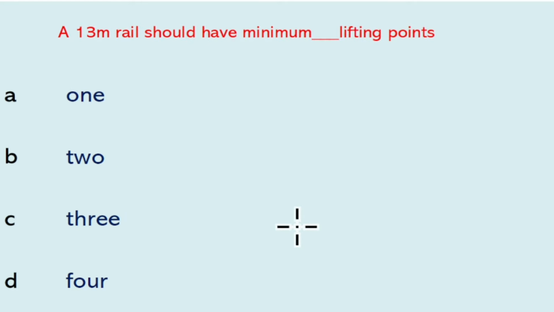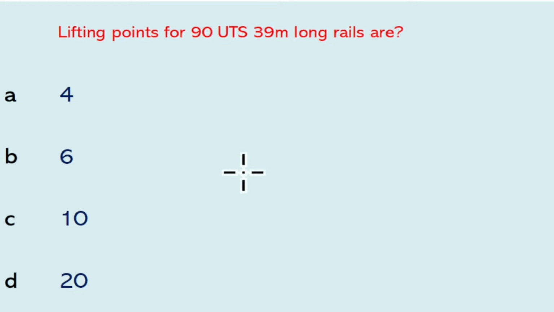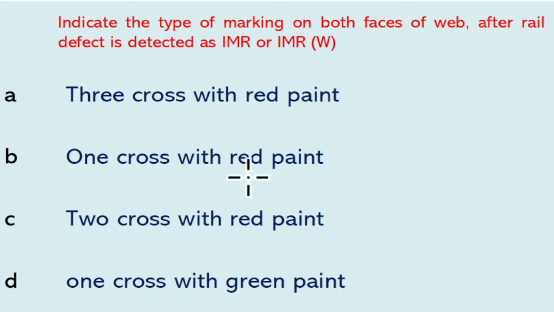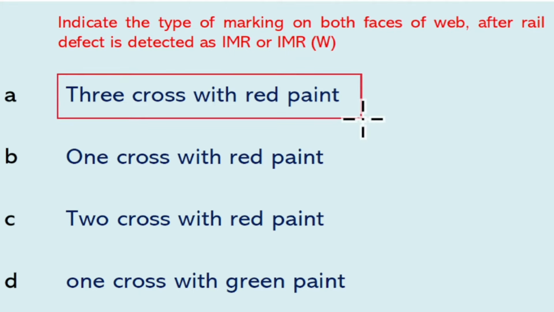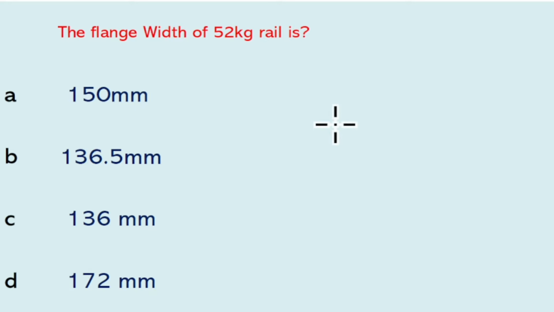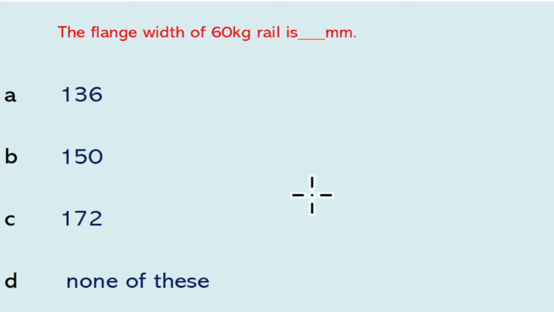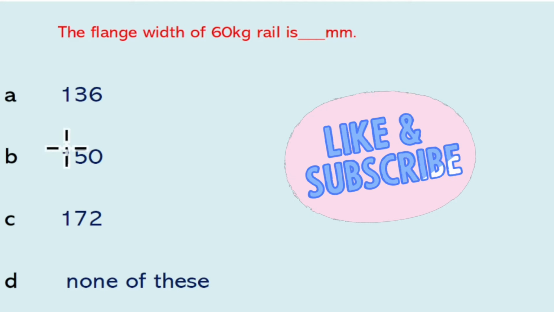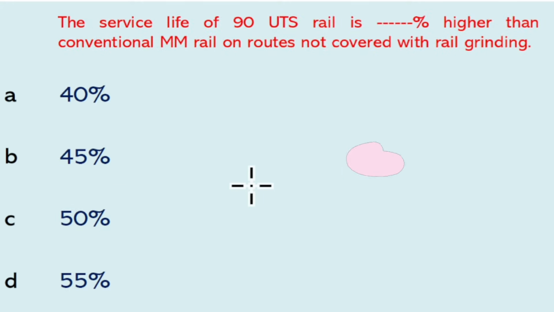A 13 meter rail should have minimum lifting points of 2. Lifting points for 90 UTS 39 meter long rail is 6. Indicate the type of marking on both faces of the web after rail defect is detected as IMR and IMRW: 3 crosses with rail paint. The flange width of 52 kg rail is 136 millimeter. The flange width of 60 kg rail is 150 millimeter.